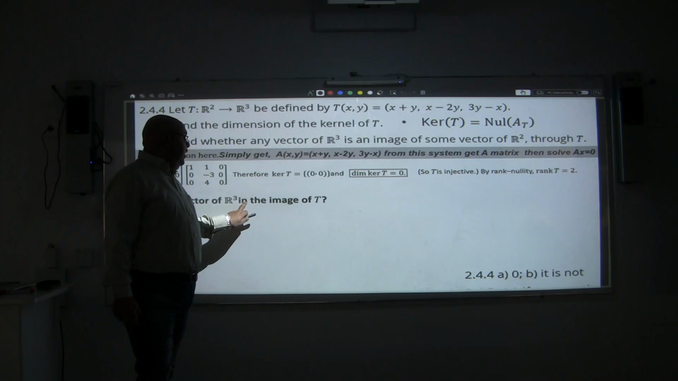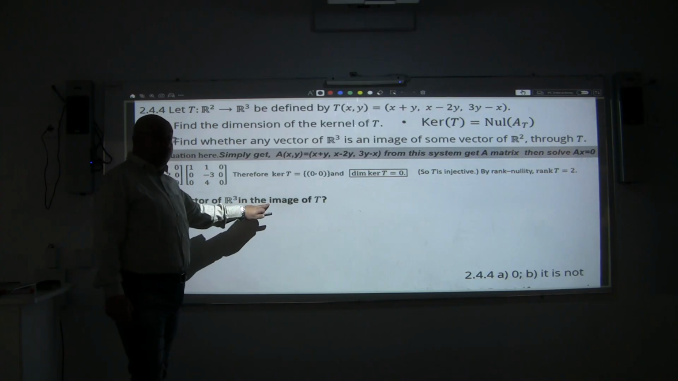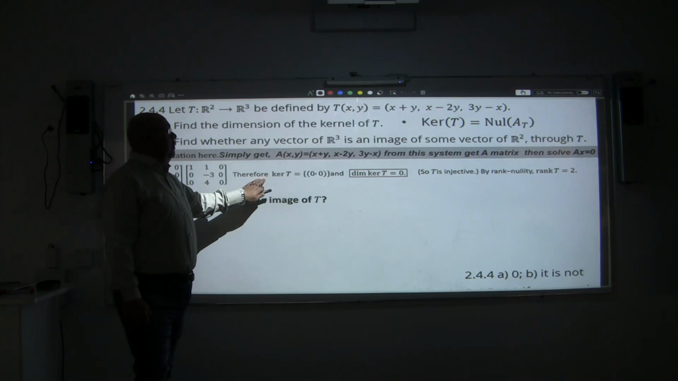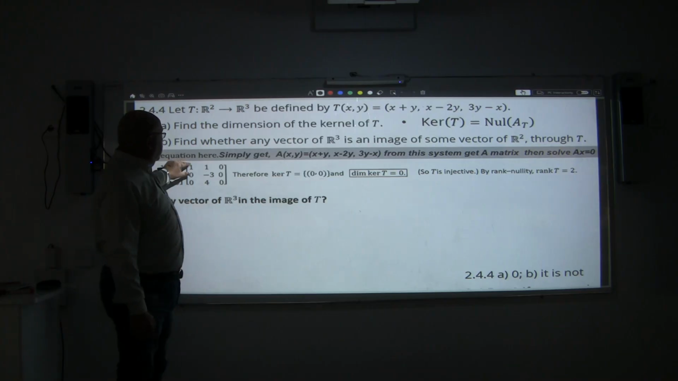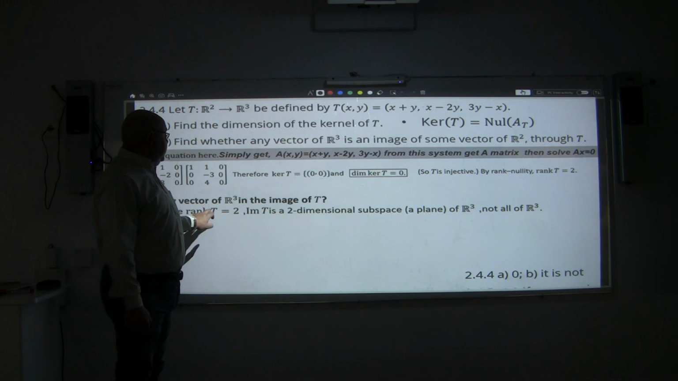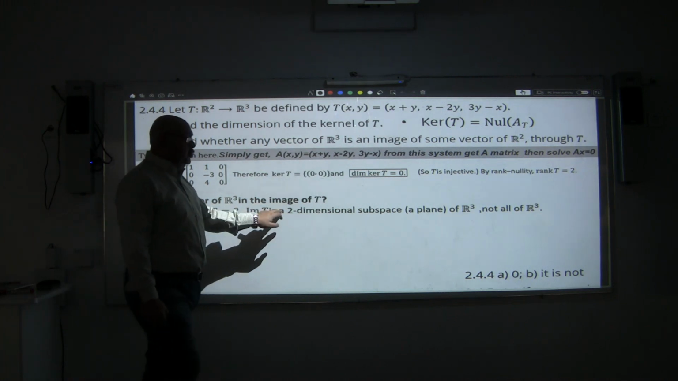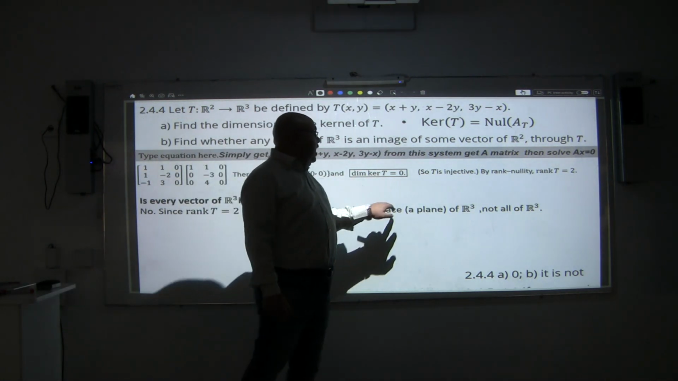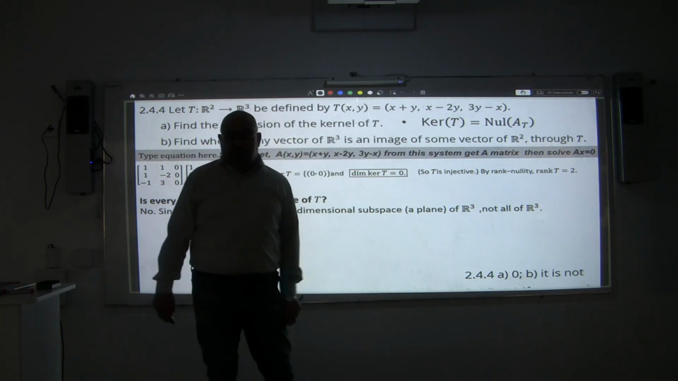Is every vector of R3 in the image of T? No, of course not, because you ended up with just a rank of 2. As I told you, the rank of T is equal to 2. The image is a two-dimensional subspace. It's a plane in R3, not all of R3.